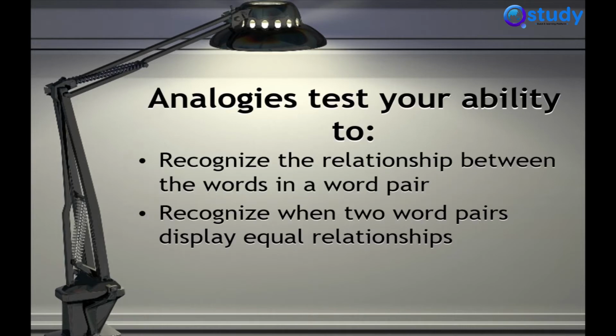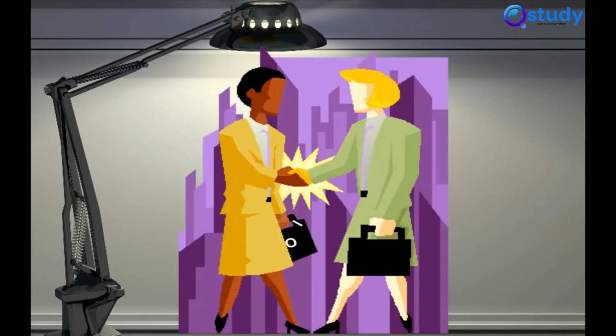So let's start. Analogies test your ability to, first, recognize the relationship between the words in a word pair, and second, recognize when two word pairs display equal relationship. So the purpose of this question in your question paper is to test these points. You should always know the relationship between the given words. For that this question comes in your question paper. Here is one example: old and young. They have a relationship between them, that is, they are antonyms. Antonyms means opposite words. They have the relationship, and in this case they are the analogies.